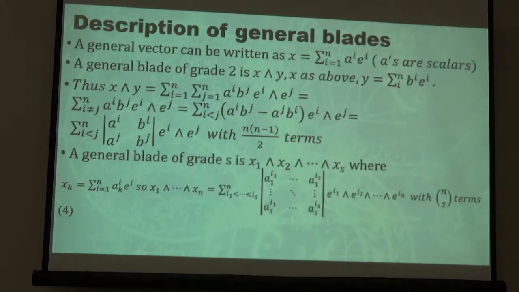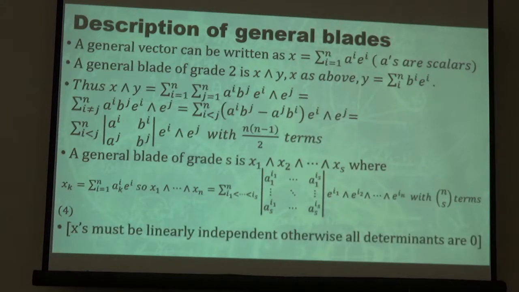A general blade: we can take this now and further generalize. So now we can say x sub k, up to n, and here we have the determinant where we have i sub 1 less than, and similarly we end up with n choose s terms. It should be noted that that's the number of terms, not the number of entries in the determinant. And of course, the x's must be linearly independent, otherwise all determinants are 0.